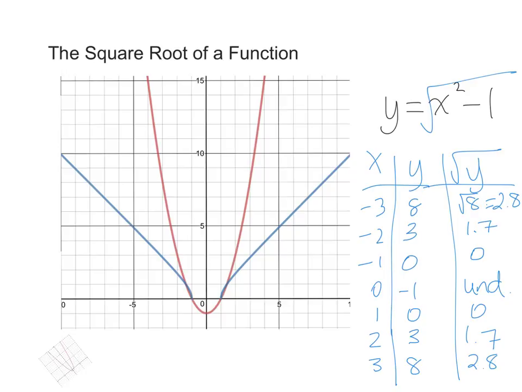So right here, there's a point (1, 0), (2, 1.7), (3, 2.8). It's undefined between negative 1 and 1 because that's where the original function is negative, right? The y values are negative. And to do the square root of a function, you're taking the square root of the y values. If you take the square root of a negative number, it's undefined. So anywhere where your original function is negative, the square root is going to be undefined. We end up with this graph.